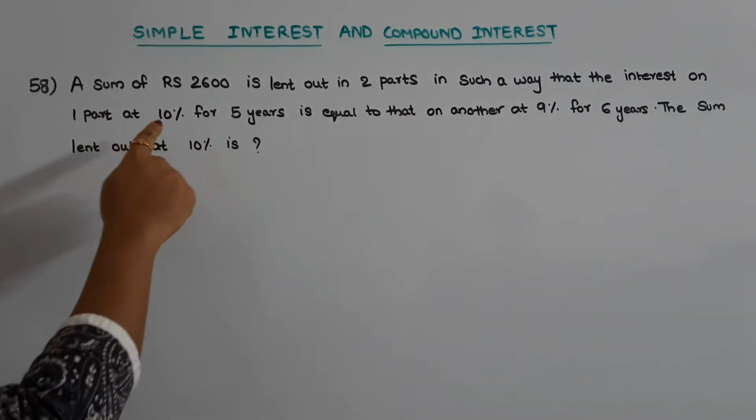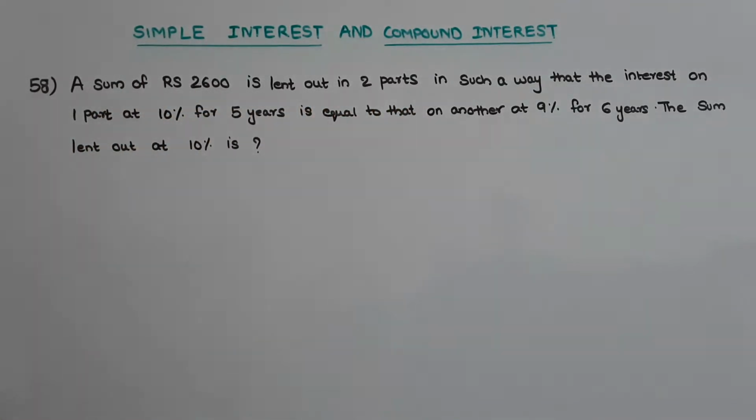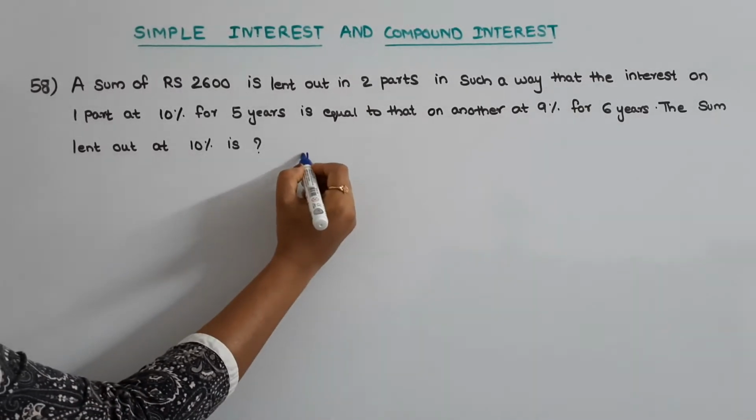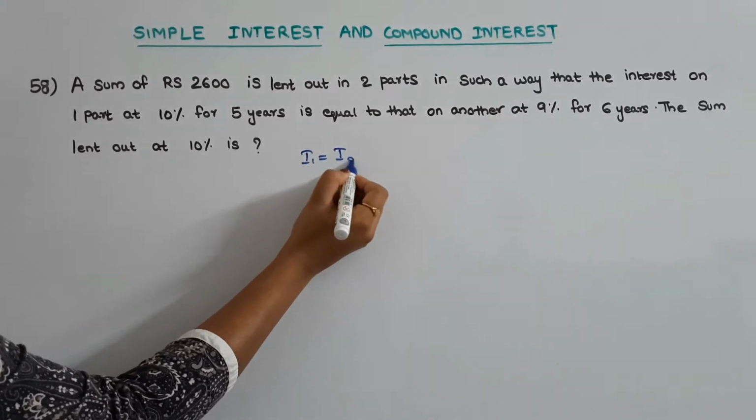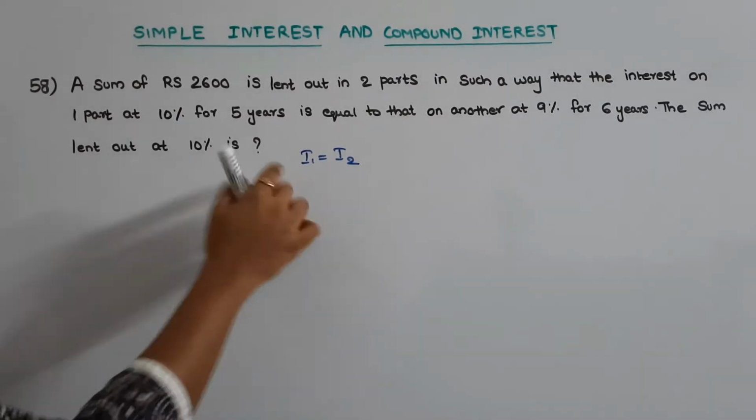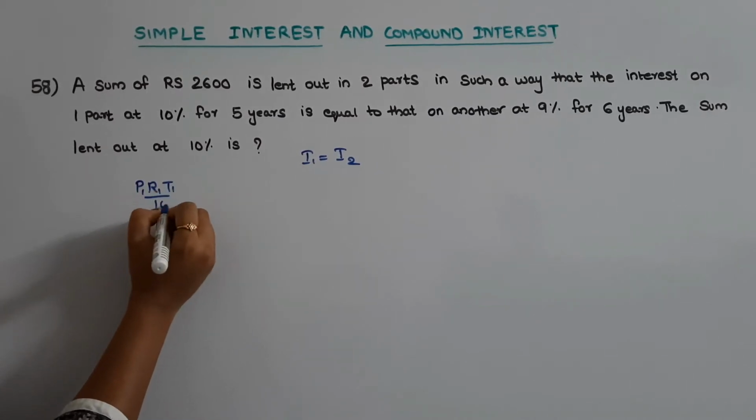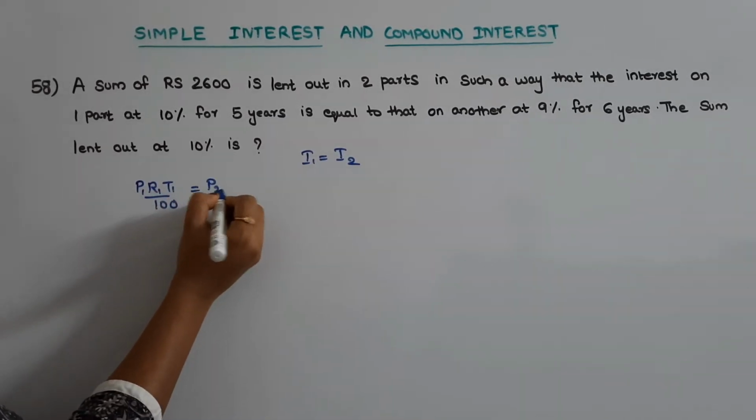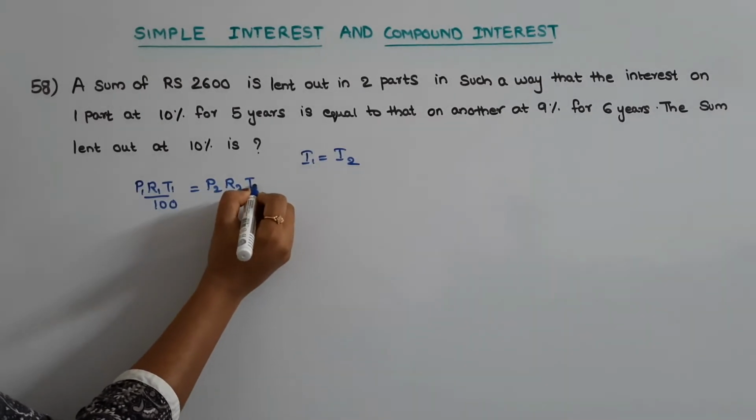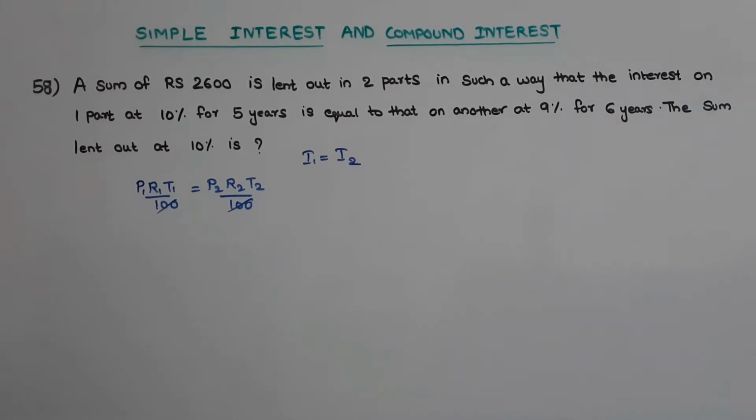In this question they are also telling that the interest in the first part is equal to the interest in the second part, that is I1 is equal to I2, and we know that I is equal to PRT by 100. So we can write P1 R1 T1 by 100 is equal to P2 R2 T2 by 100. The 100 and 100 get cancelled.